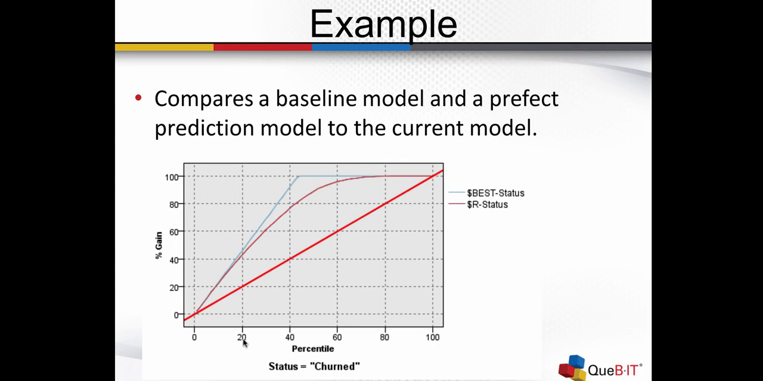Our model starts off pretty strong. For example, when we've gone through the first 20% of the data, we have correctly identified about 41% of the customers that have churned. When we've gone through about 40% of the data, we've correctly identified about 78% of the customers that have churned, and so on.